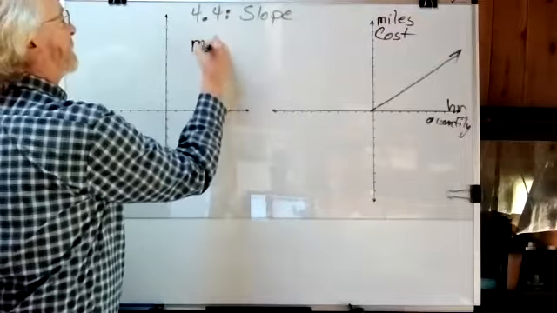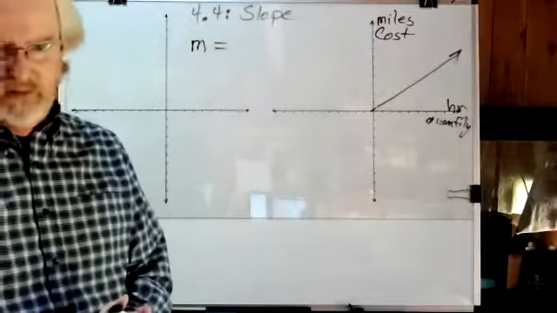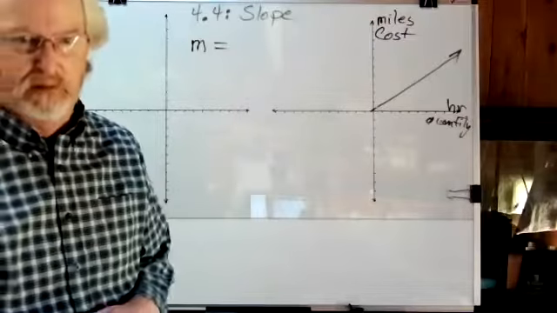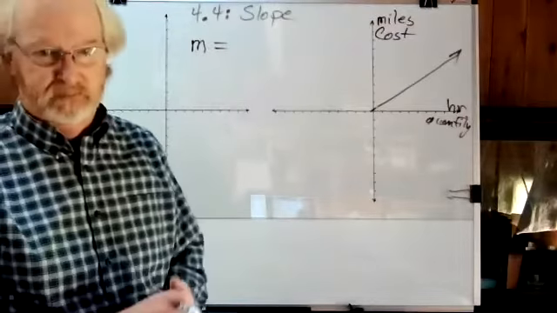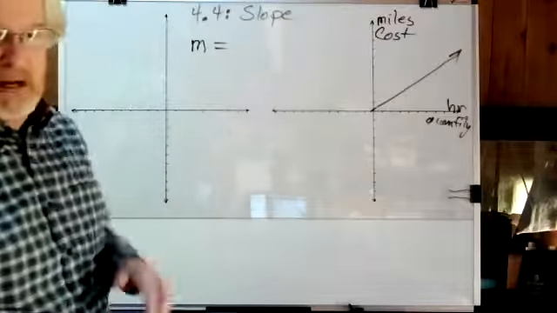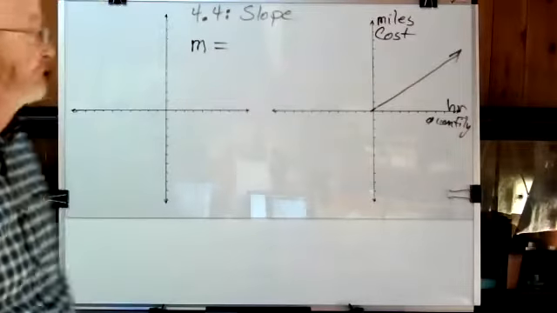We reserve the letter M in our equations for the slope value. If I'm writing it like a formula, generically without any numbers, the letter M is that rate of change value, that slope value.